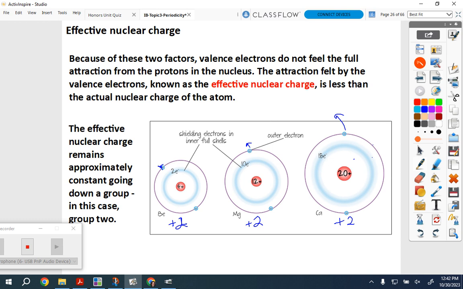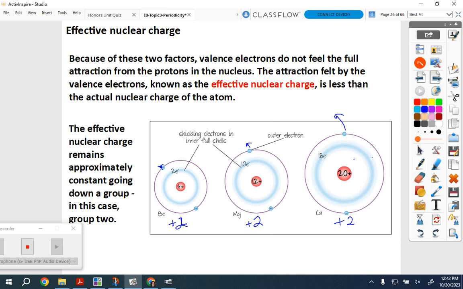Okay, so if we look, for example, at beryllium, magnesium, and calcium, these are all group 2 elements. They have 2 valence electrons, and beryllium has 2 electrons in the core, okay? So there's a total of 4 electrons and 4 protons. So you would say that the nuclear charge is 4. But if we subtract out the shielding electrons, we would say the effective nuclear charge is plus 2.